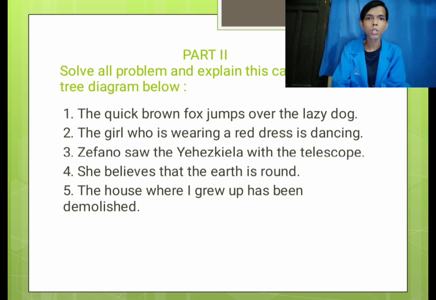Part 2. Solve the problem and explain each case using the tree diagram below. The first is, the quick brown fox jumped over the lazy dog. The second is, the girl who is wearing a red dress is dancing. The third is, Zephaniah saw the Yeskila with the telescope. The fourth is, she believed that the earth is round. The fifth is, the house where I grew up has been demolished.